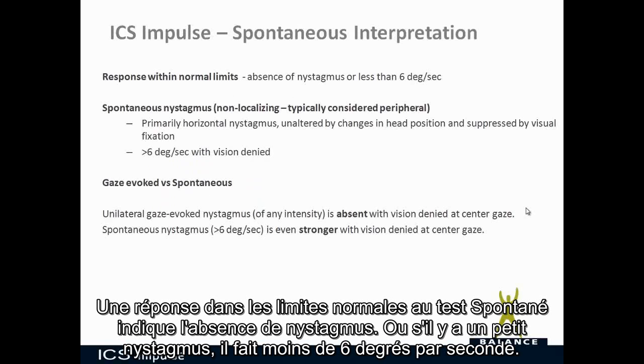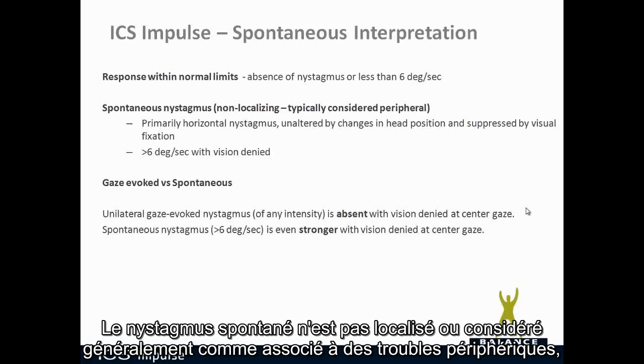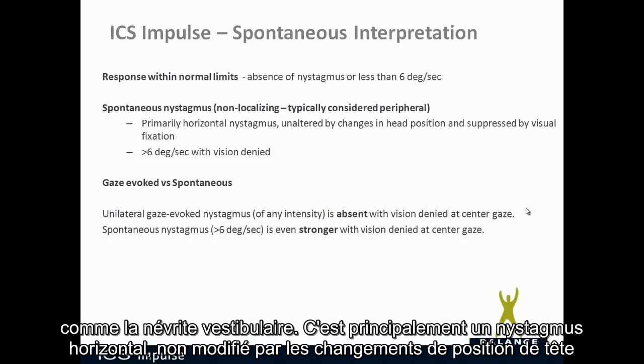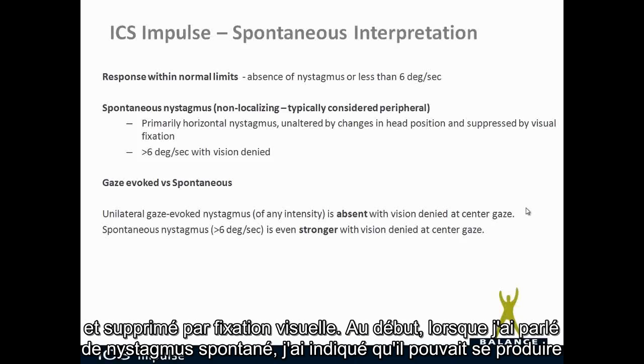Spontaneous, again within normal limits, is absence of nystagmus, or if they do have a little bit of nystagmus, it's less than 6 degrees per second. Spontaneous nystagmus is non-localizing, or typically we consider spontaneous nystagmus to be associated with peripheral disorders such as vestibular neuritis. That's primary horizontal nystagmus, unaltered by changes in head position and suppressed by visual fixation.